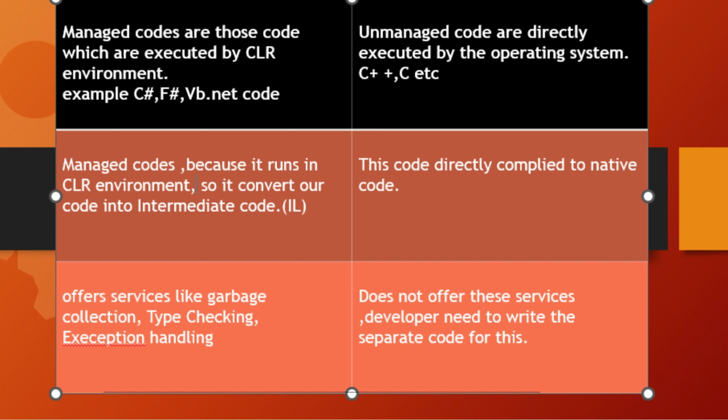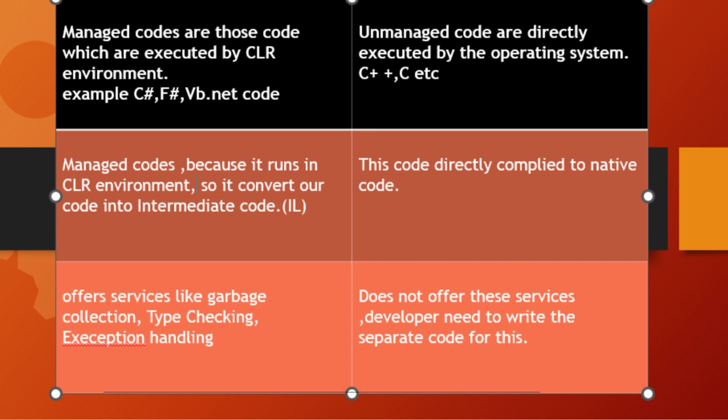But in the case of unmanaged code, those codes are directly executed by the operating system, so you will not get any intermediate language code. It will directly convert to the native operating system code, like C and C++ code, etc. So these codes are directly compiled to native code. That's why it is called unmanaged. You cannot run those codes on other operating systems or any other systems to get your results.